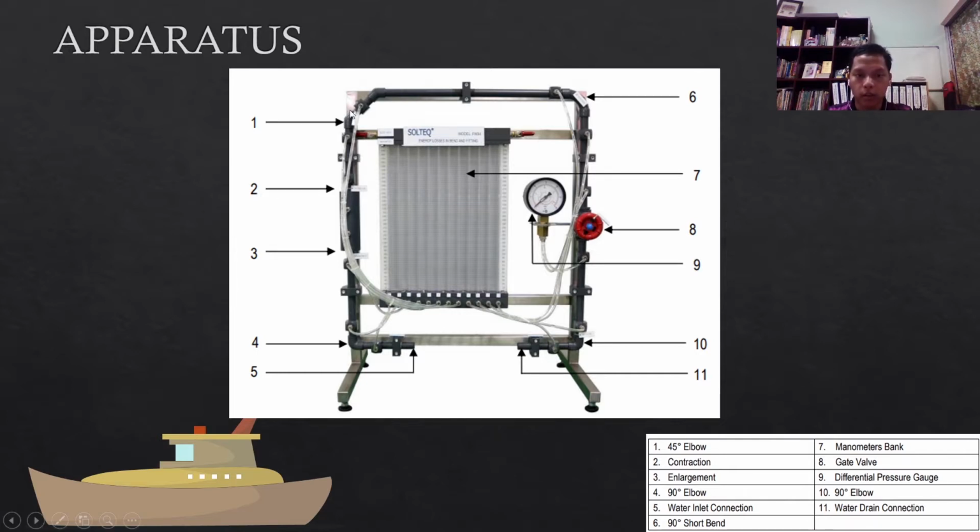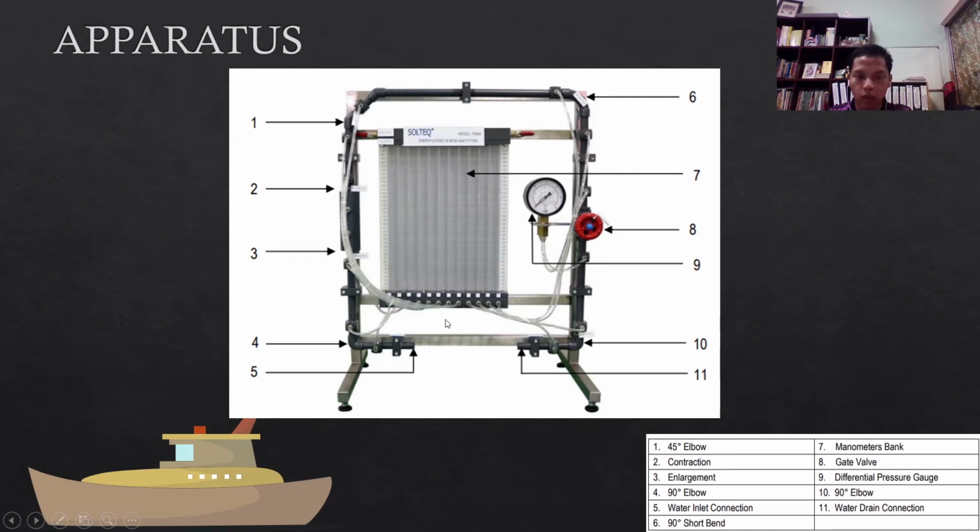So here we go. Number 1 is a 45-degree elbow. Number 2 is contraction. Number 3 is enlargement. Number 4 is a 90-degree elbow. Number 5 is the water inlet connection. Number 6 is a 90-degree short bend. Number 7 is the manometer bank. Number 8 is the gate valve. Number 9 is the differential pressure gauge. Number 10 is a 90-degree elbow. And number 11 is the drain water connection.